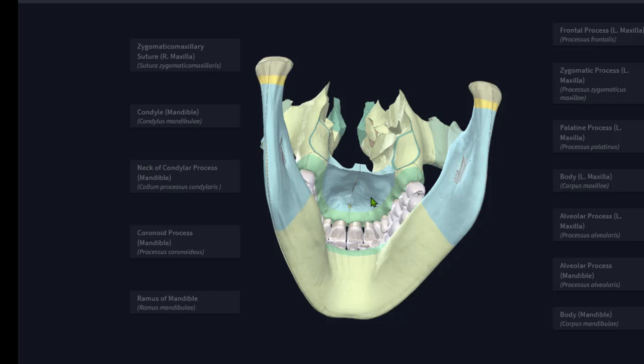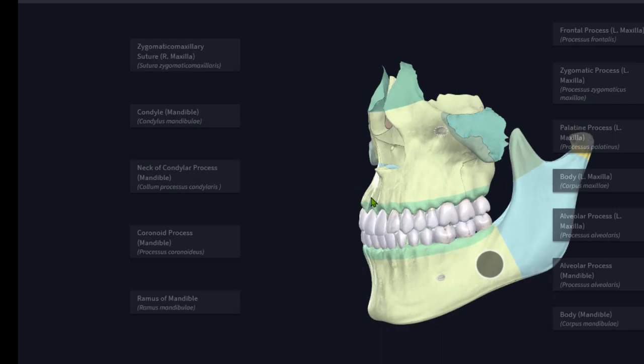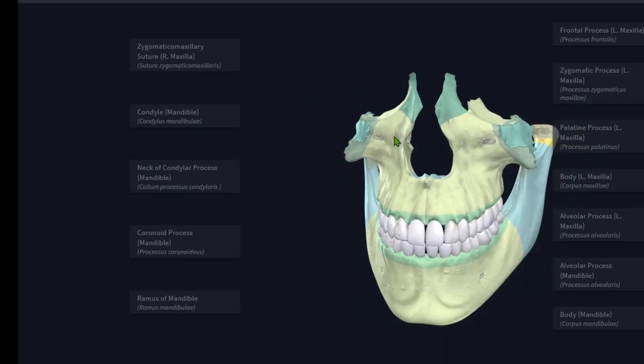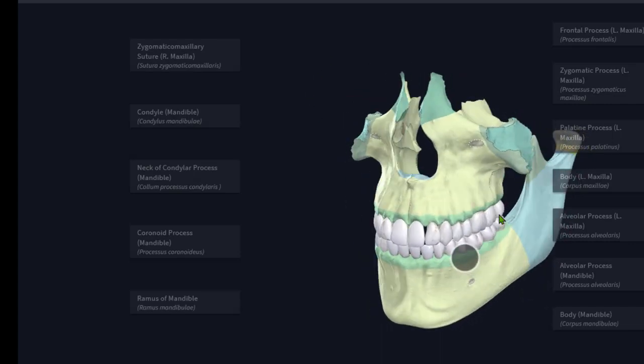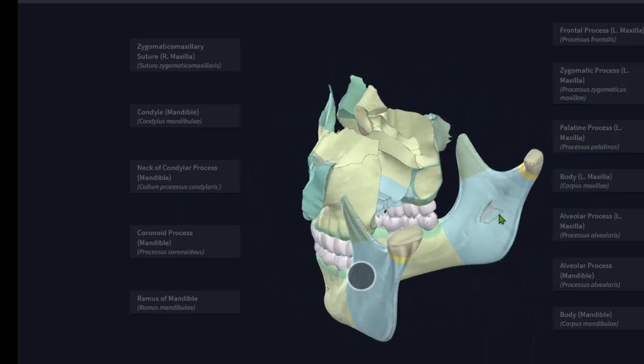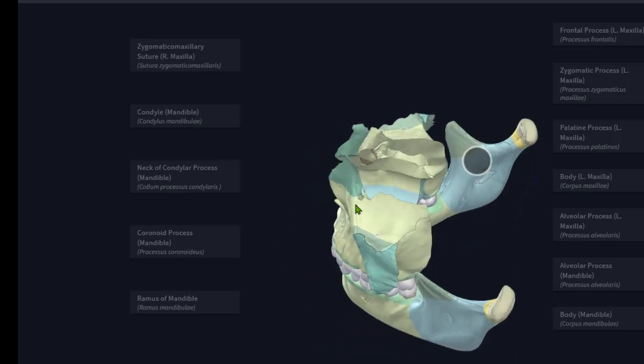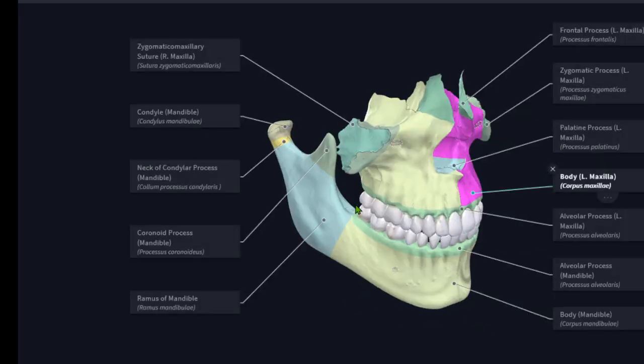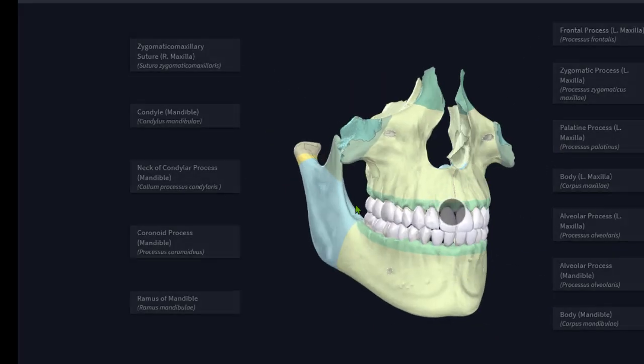Then it has three surfaces. The three surfaces, as I have told you, are mainly the anterior surface, or facial surface. Then you will find the posterior surface, which is known as the infratemporal surface. Then you will find the orbital surface, the superior surface, and you will find the medial surface also.